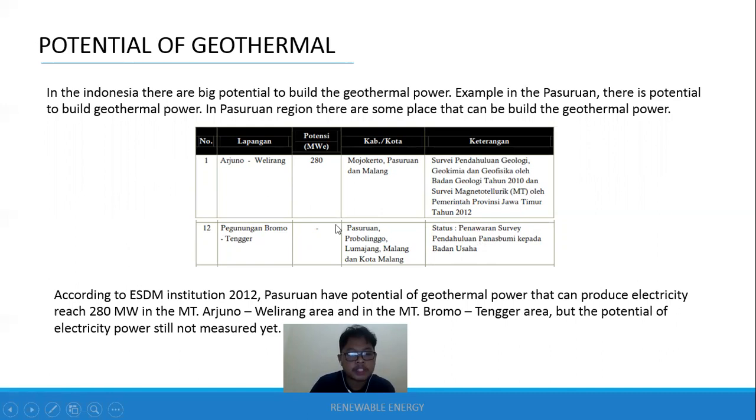So this one is a table from the ASTM institution 2012. The first place is the Mount Arjuna Welirang area. They have 280 megawatt potential. And the second is the Mount Bromo Tengger area, but the potential of electricity is still not measured yet.